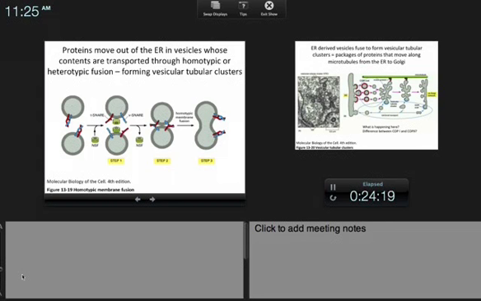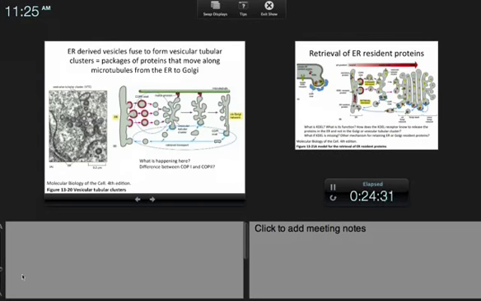vesicular tubular clusters. And so it's not just an individual vesicle that will move to the Golgi. Often they'll fuse to each other along the way and then fuse with the Golgi. So this is showing how your vesicles bud out of the ER, carrying that COP2 coat. Remember, different coats for different types of transport. And then they're going to fuse together into this vesicular tubular cluster that's going to move towards the Golgi.